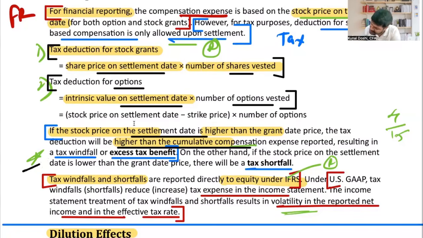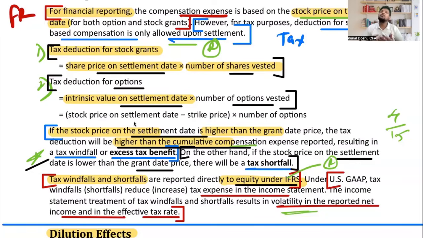So that's an excess tax benefit, also called tax windfall. Remember, this happens when the share price goes above the price on the grant date. But rarely, if the price goes down, then there is a tax shortfall. Remember, a tax gain or benefit is called a tax windfall, and whenever the share price goes down, that is a tax shortfall. Under IFRS, any gain is never recorded in the income statement, to avoid making it volatile. It is this gain or shortfall that is taken directly to equity.